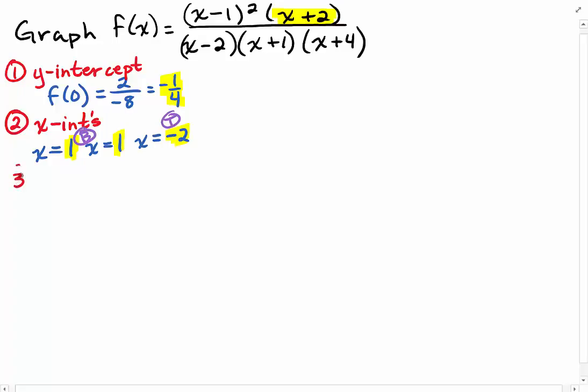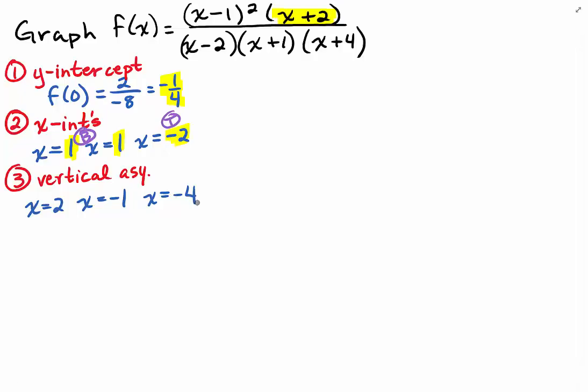Step number 3, we want to find the vertical asymptotes. And those occur at the zeros of the denominator, which we can read right off. x equals 2 shows up once, x equals negative 1, and x equals negative 4. And each of those have a multiplicity of 1, and so we have a way of classifying the behavior at the asymptotes in a similar fashion to what we did with the x-intercepts.